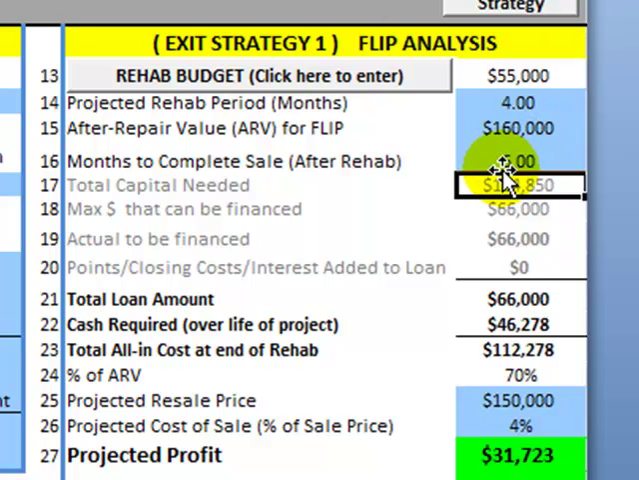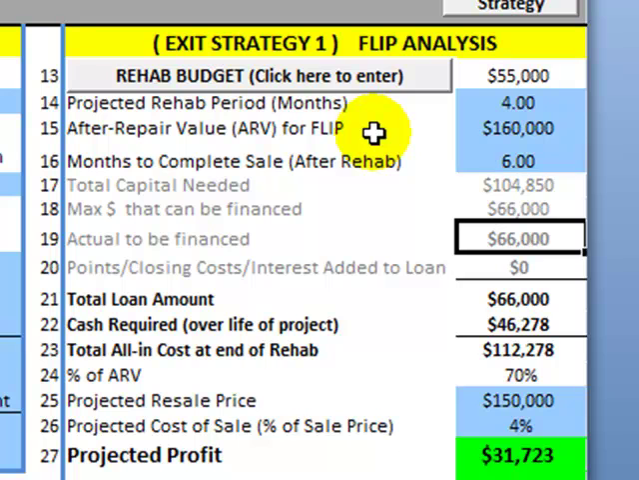And as you can see here, these numbers are pretty self-explanatory. Total capital needed for the whole project was $105,000. Based on what I put in here, the maximum that could be financed was $66,000, which is also the actual amount to be financed. And after getting a $66,000 loan, this would have been my cash required over the life of the deal. And my total all-in cost at the end of the rehab is here.